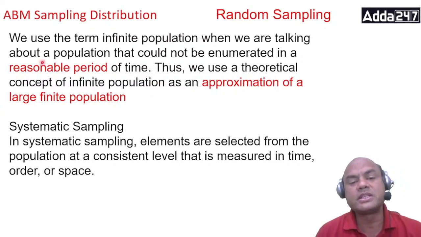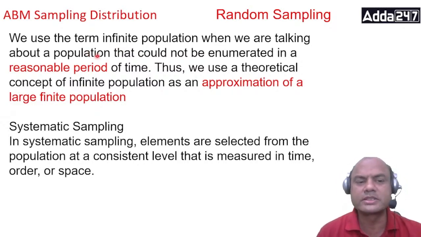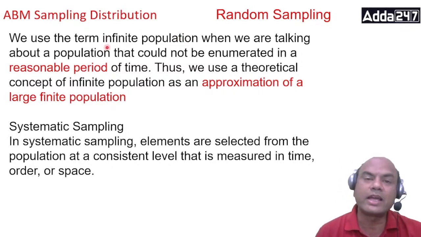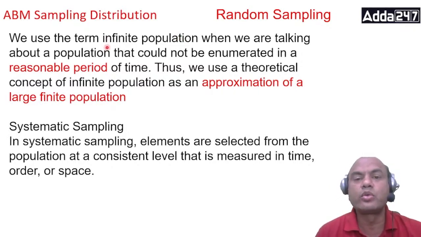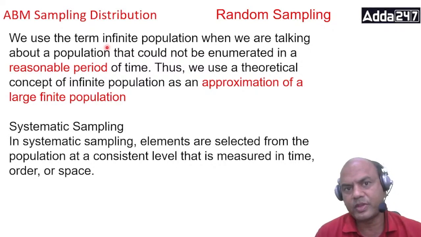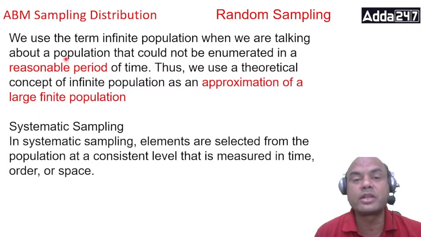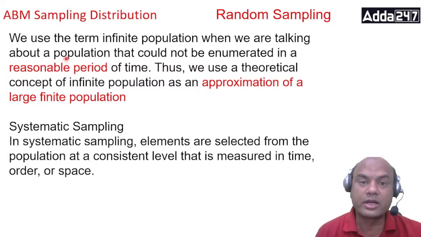I'll give you one more example. You do a survey of 1 lakh people in 2 days. Go and ask each one. It's not possible within a reasonable period. So that becomes an infinite population for that 1 lakh people for those 2 days.